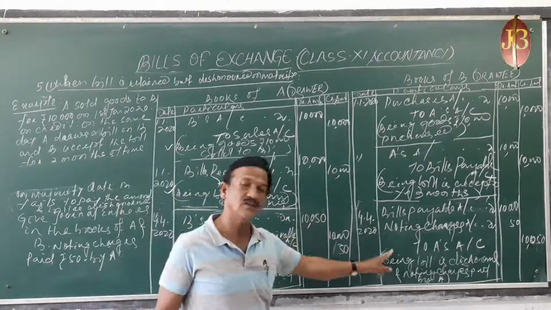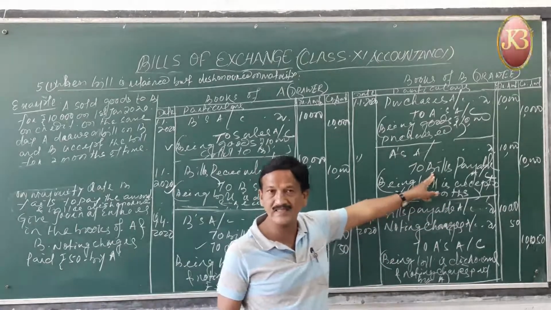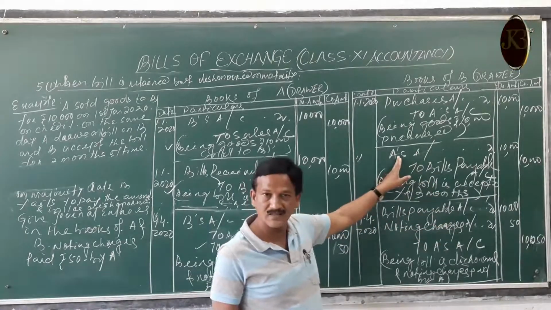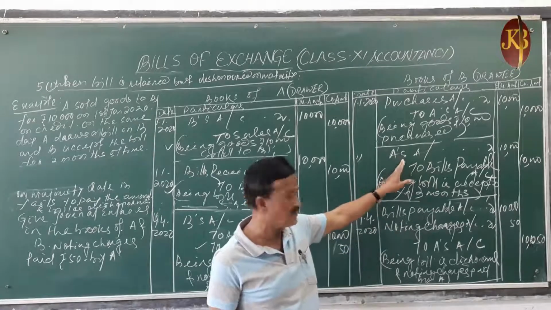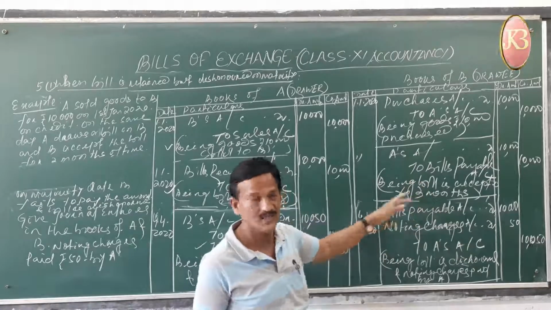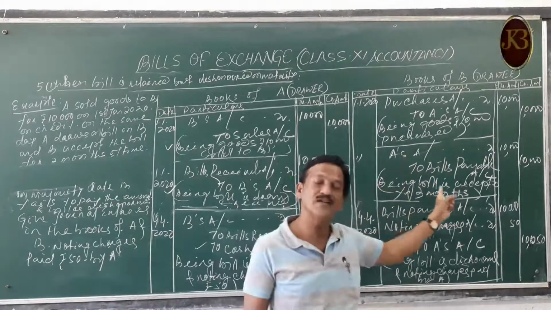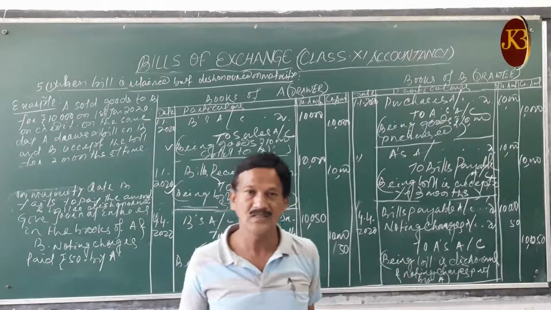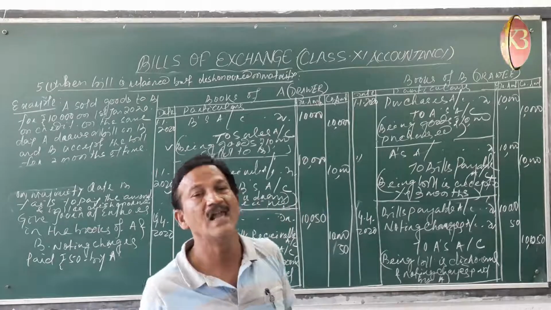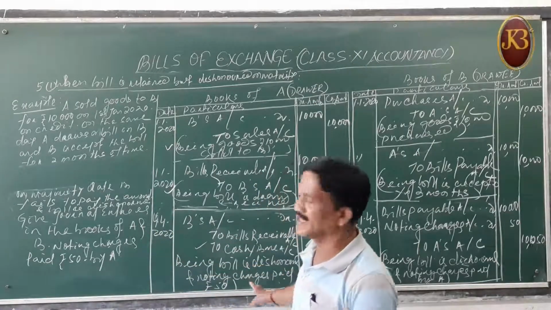In the books of the drawee, on the same maturity date, bills payable account is debited, A's account is credited, and noting charges account is debited in the books of B. Noting charges are an expense for B, and B will pay it to the drawer. So when the bill is retained till maturity and then dishonored, these are the journal entries.